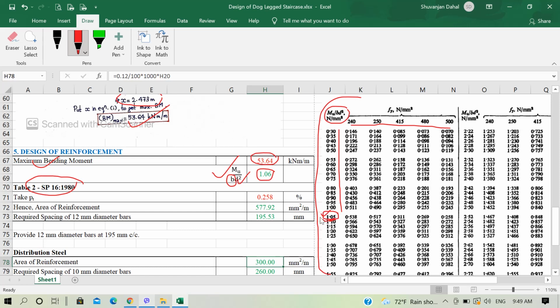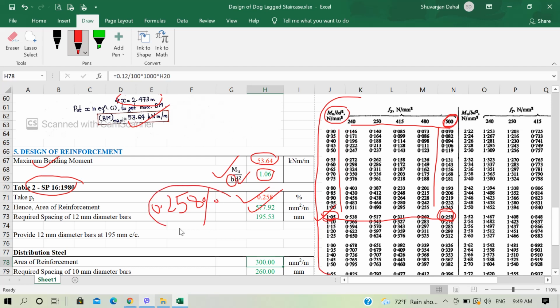So we got our Mu by bd square in this first column. Now our grade of steel is 500 Newton per mm square. So I have to look at this first, second, third, fourth, fifth, sixth column. Sixth column corresponding to this 1.05. Our percentage of steel reinforcement value is 0.258. So we take Pt to be 0.258. Now you can calculate the area of reinforcement. Since we got percentage to be 0.258, this area of reinforcement you can calculate as 0.258 percentage of bd.